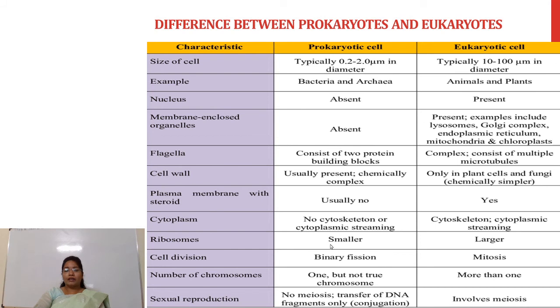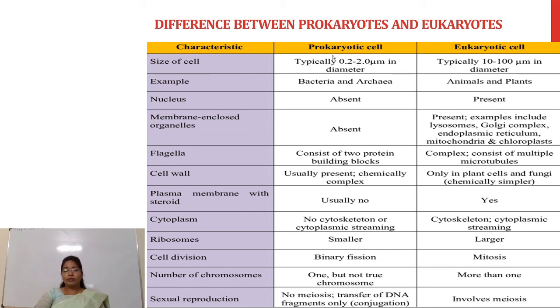In bacteria ribosomes are of 70S and in eukaryotes they are of 80S. Coming to cell division, in bacteria asexual reproduction takes place by binary fission, and in eukaryotic cell division is generally by mitosis. Coming to the number of chromosomes, in prokaryotic cell generally there is one but not a true chromosome, but in eukaryotic cell sometimes there is more than one chromosome.